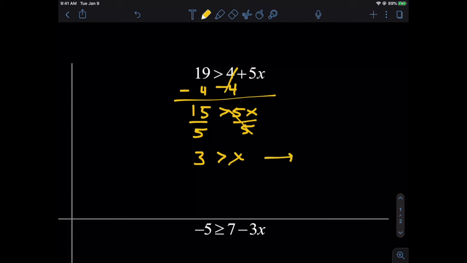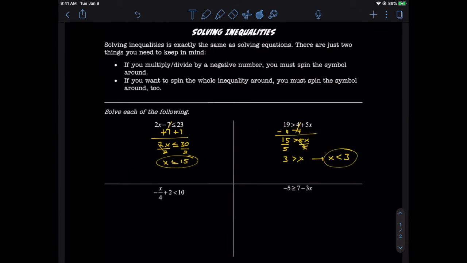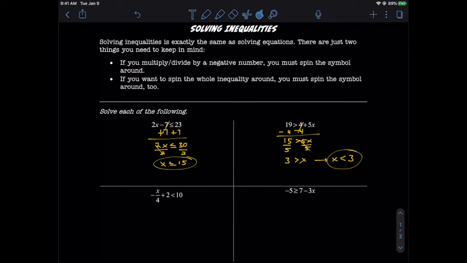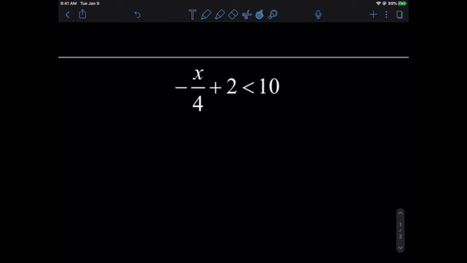You want your x first, Yance? Spin your thing around, but don't forget to turn your symbol with it. So 3 is greater than x is the same as x is less than 3. You keeping up, Yance? Let's take a look at the next example.